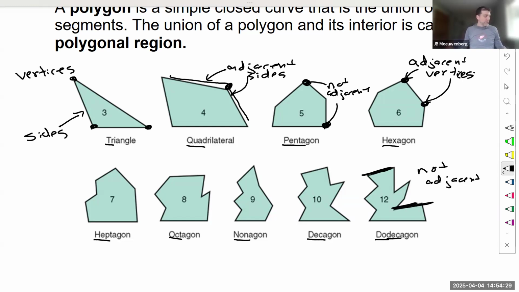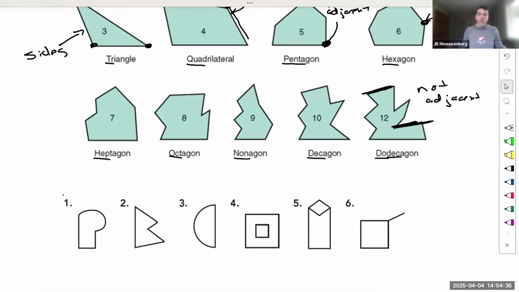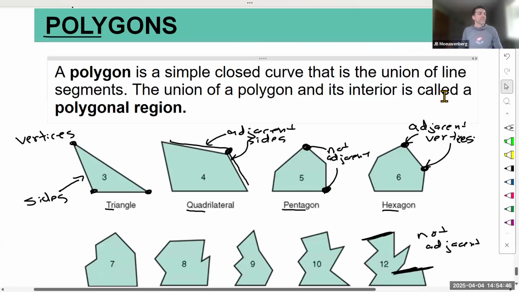So, based on what we've learned about polygons, here are some pictures. And your question is, which of those are polygons? Based on what we know. If you'd like to see the definition again, it's a little complex, but that's the official definition.